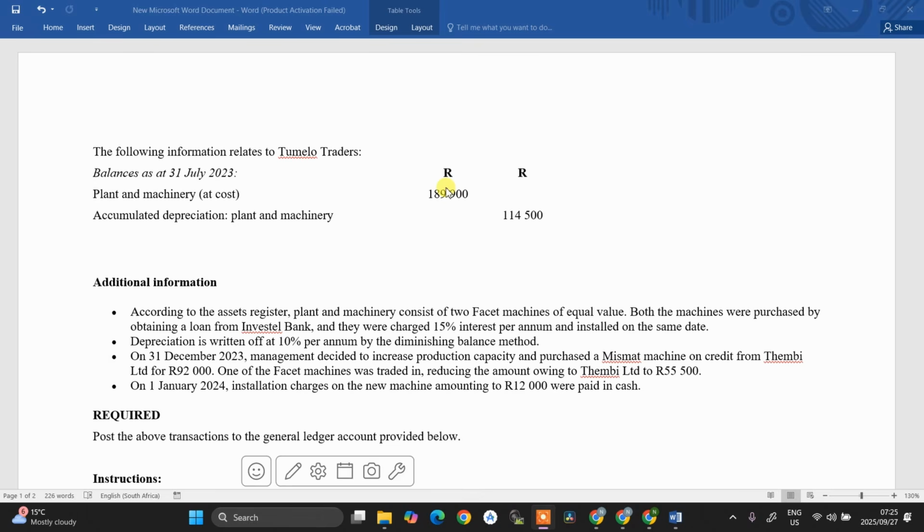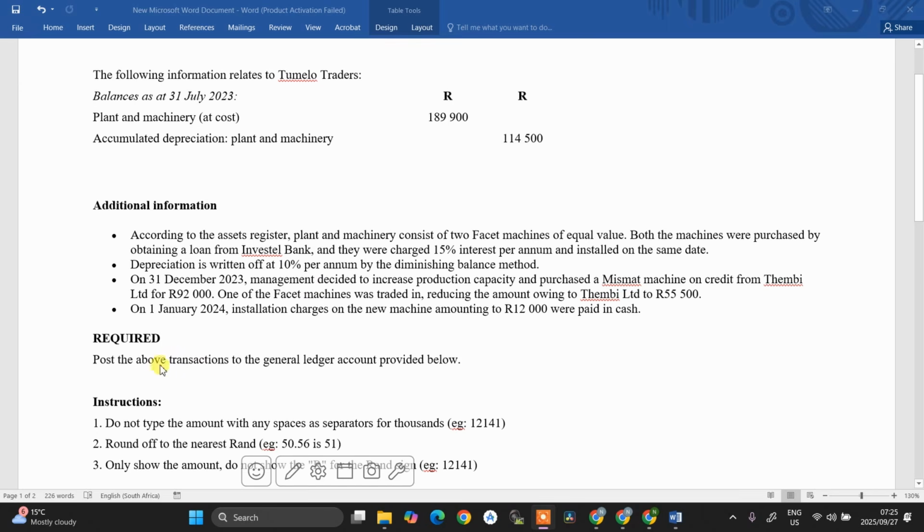We are told that the machine is written off at 10% per annum, and we are using the diminishing balance method. If we have the book value of the machine and we also have the accumulated depreciation, it is very easy to get the carrying amount, which we are going to use to actually calculate the depreciation for the period from 1 August to the date on which this item is being disposed. So that's what we need to focus on.